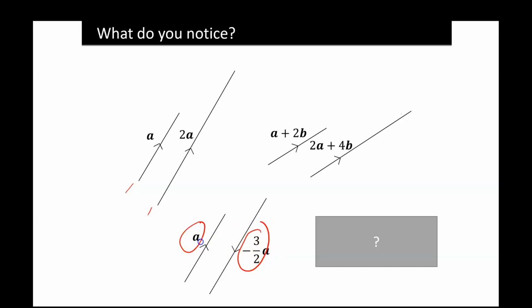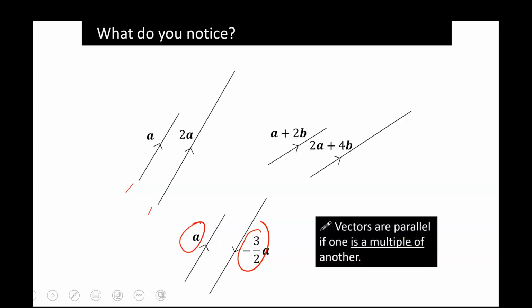Sorry, you can't see it. I'm just waving my pen around, you can't even see it. Sorry, this one's 1.5 times longer than that one. So they are parallel. Okay, vectors are parallel if one is a multiple of another, which is kind of what I'm getting at there. That one was times 2, this one was times minus 3/2 or 1.5. Okay, still parallel even though it's going the other way.